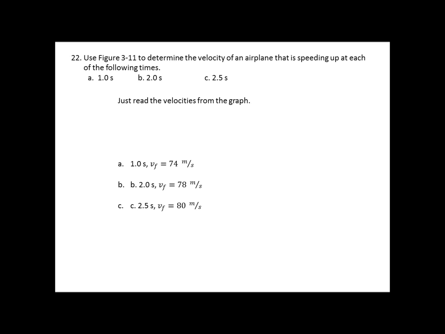Pretty straightforward. At 1 second, the airplane is going 74 meters per second. At 2 seconds, the airplane is going 78 meters per second. And at 2.5 seconds, the airplane is going 80 meters per second.